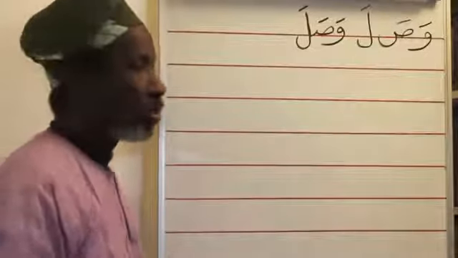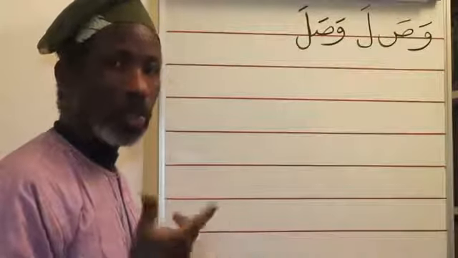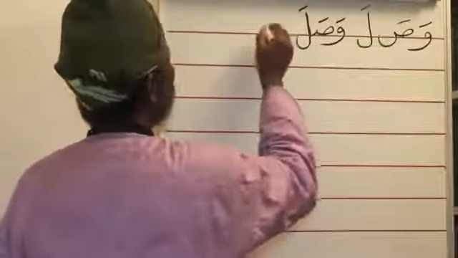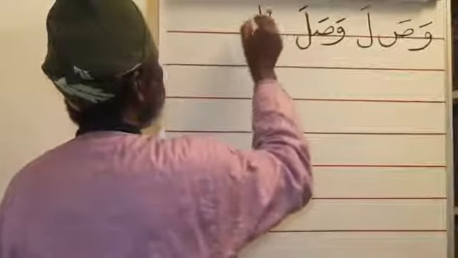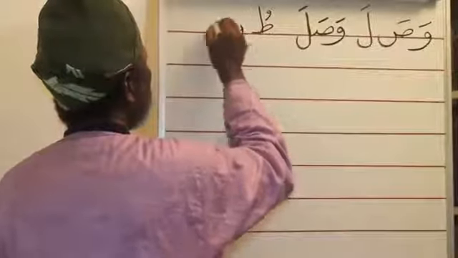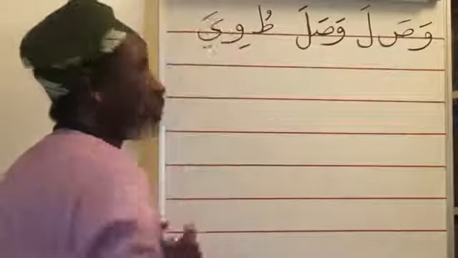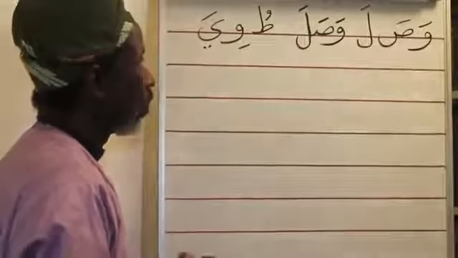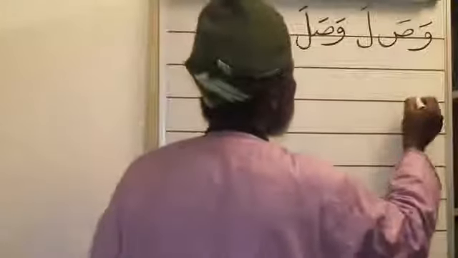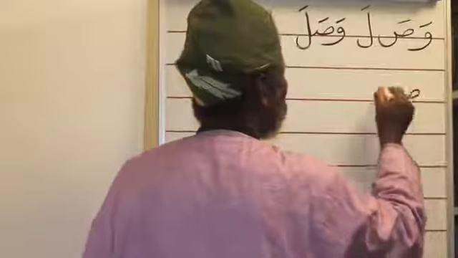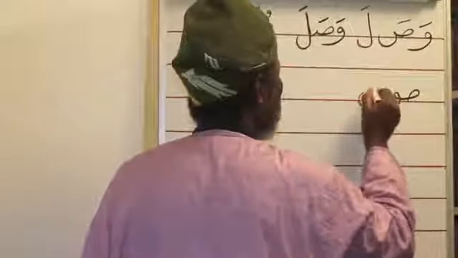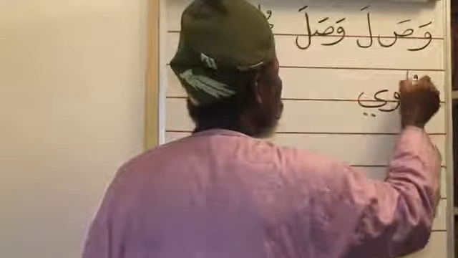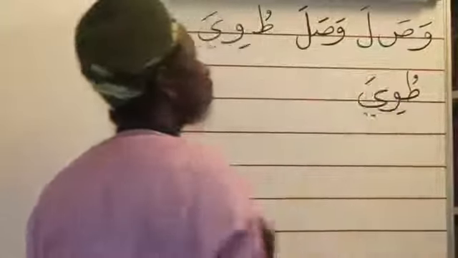Waw in the middle, such as ta and waw and ya. Tu, we, ya. For example, so we have tu, we, ya. Join format. Tu, we, ya.